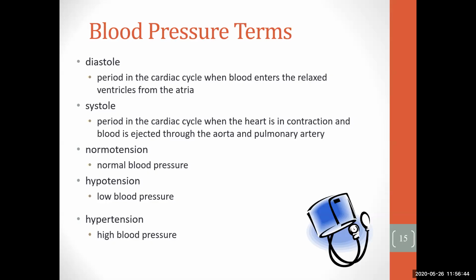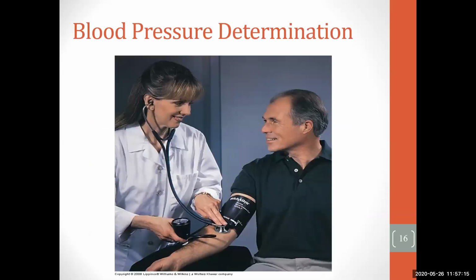Some people are abnormally low, and that's their normal. Diastole, the diastolic, is the period in the cardiac cycle when the blood enters the relaxed ventricles from the atria, and systole is the period in the cardiac cycle when the heart is in contraction and blood's ejected through the aorta and pulmonary artery. When we say somebody's normotensive or has normotension, that's normal blood pressure. Remember, hypotension is low blood pressure, and hypertension is high blood pressure. Tension means pressure, hypo means low, and hyper means high.